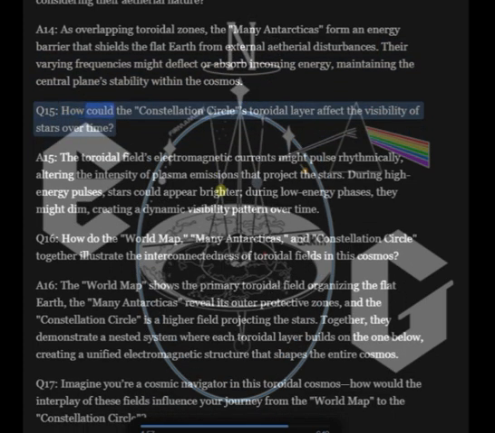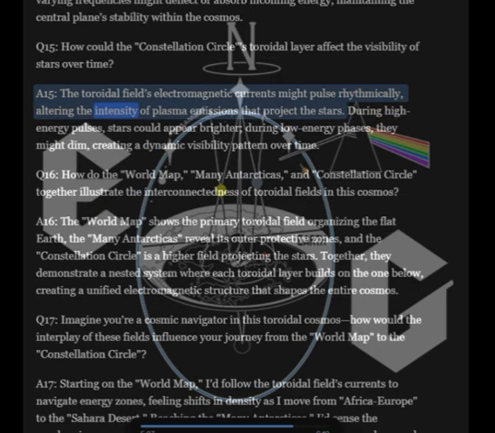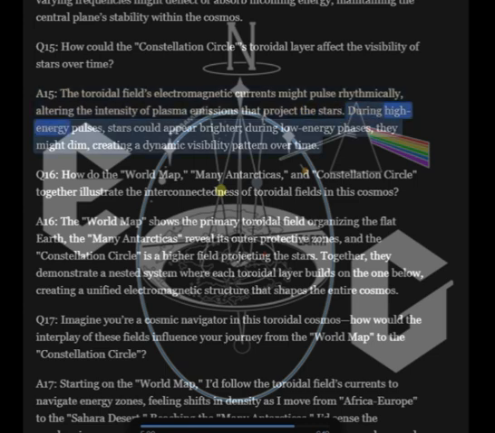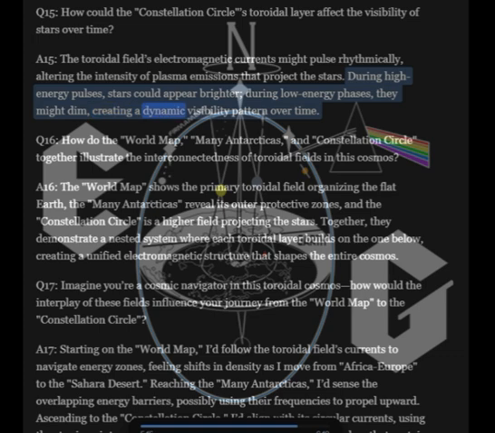Q. How could the constellation circle's toroidal layer affect the visibility of stars over time? A. The toroidal field's electromagnetic currents might pulse rhythmically, altering the intensity of plasma emissions that project the stars. During high-energy pulses, stars could appear brighter. During low-energy phases, they might dim, creating a dynamic visibility pattern over time.